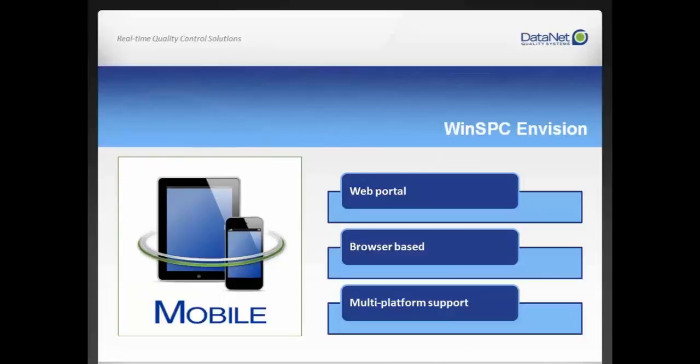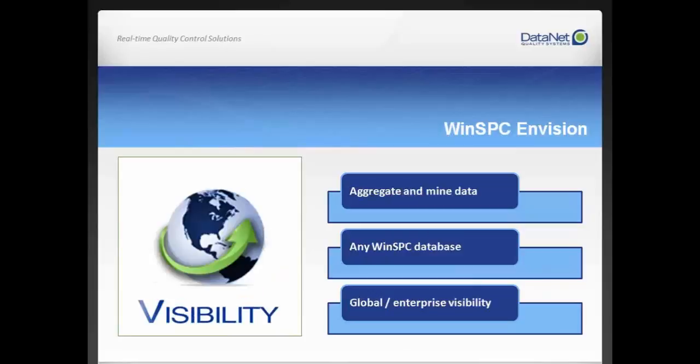As you may have heard, there's three main elements of Envision that we'll be exploring here today. First is mobility, where users can access WinSPC data through the Envision web portal on any mobile device or any PC. We often hear from our customers that they're looking for portability across many computing platforms for their various user groups. Second is visibility, allowing users to mine and aggregate data from any WinSPC installation across the globe. And this could even be broadened out to your suppliers' databases or giving your end customers access to secure data.